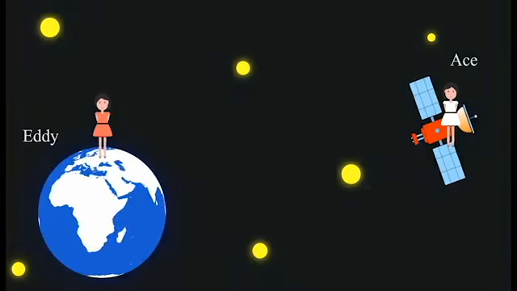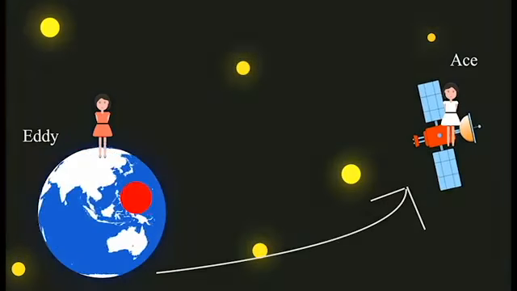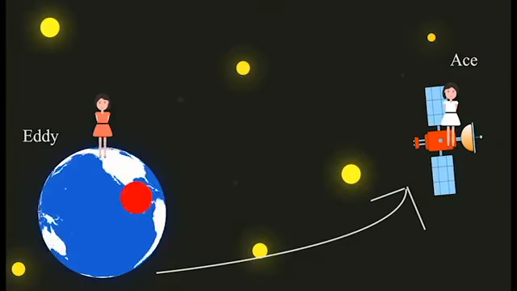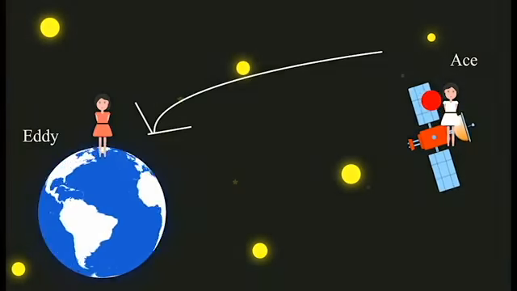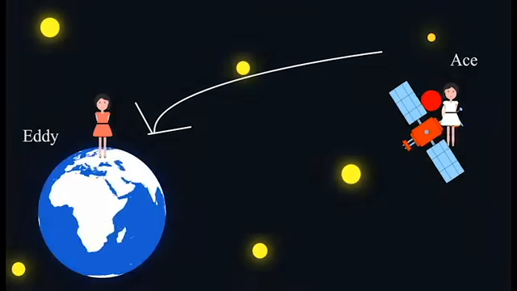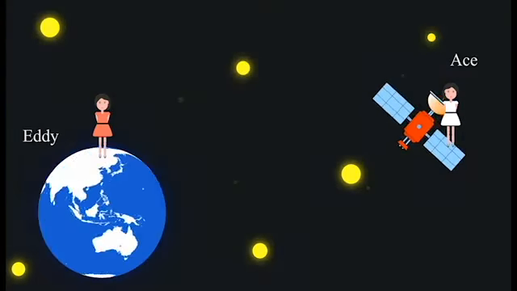The first observer is Eddie. She is observing here from Earth, so that means her reference point is also here on Earth. Our second observer is Ace. She is observing from space, so that means her reference point is also there somewhere in space.